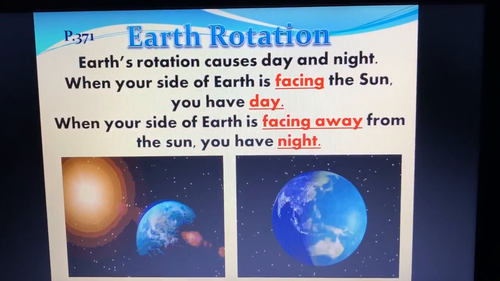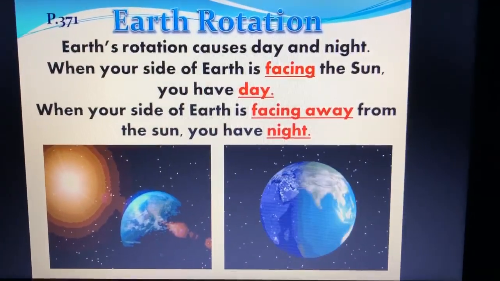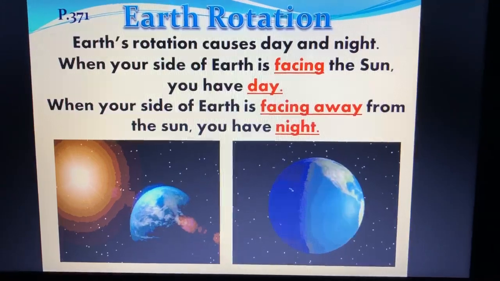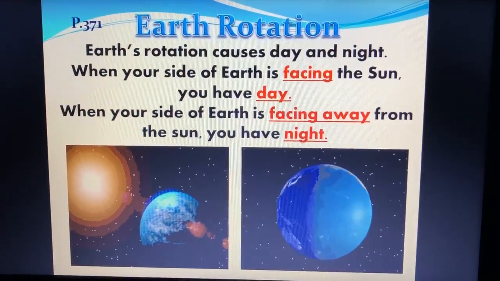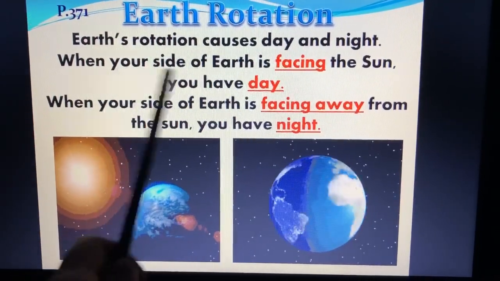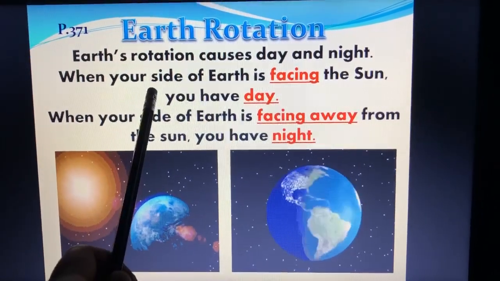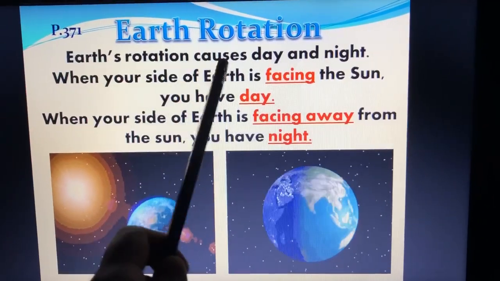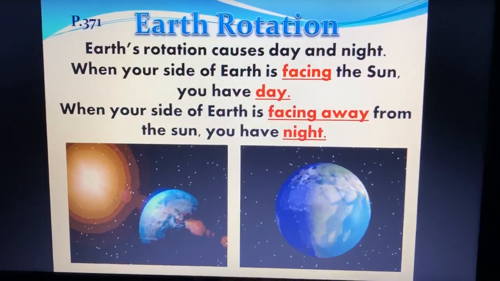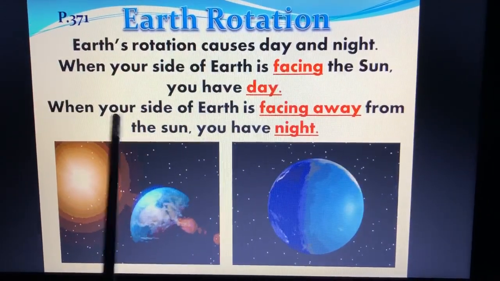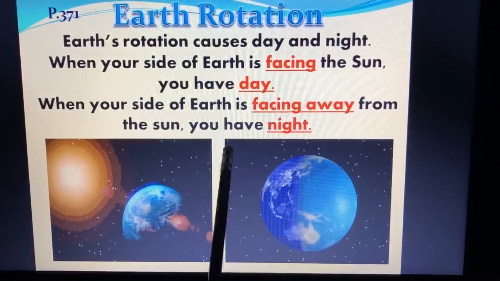Okay, grade 2. Earth's rotation causes day and night. How? When your side of earth is facing the sun, you have day. Your side means the place that you are living, for example Saudi Arabia. So when Saudi Arabia is facing the sun, you have day. It's morning. But when your side of earth, which is Saudi Arabia, is facing away from the sun, you have night.